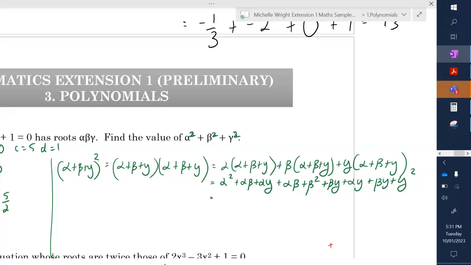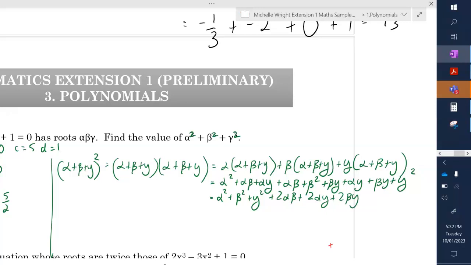Let's collect that and neaten it up. We're going to have an alpha squared, a beta squared, and a gamma squared. And we're going to have in there as well, we should have 2 alpha betas. Yep. We're going to have 2 lots of alpha gammas and 2 lots of beta gammas.